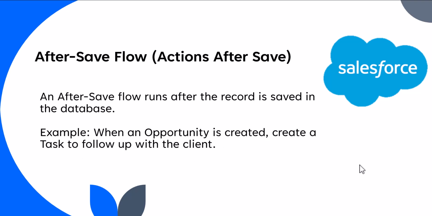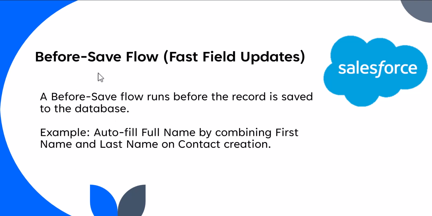And the next is after save flow, that is action after save. In this the flow runs after the record is saved in the database. So an example can be: an opportunity is created and then a follow-up task is created after the opportunity creation. So here the trigger flow is running after the opportunity record is created, and in the previous one, that is in the before save flow, the flow was running before creating the contact record.